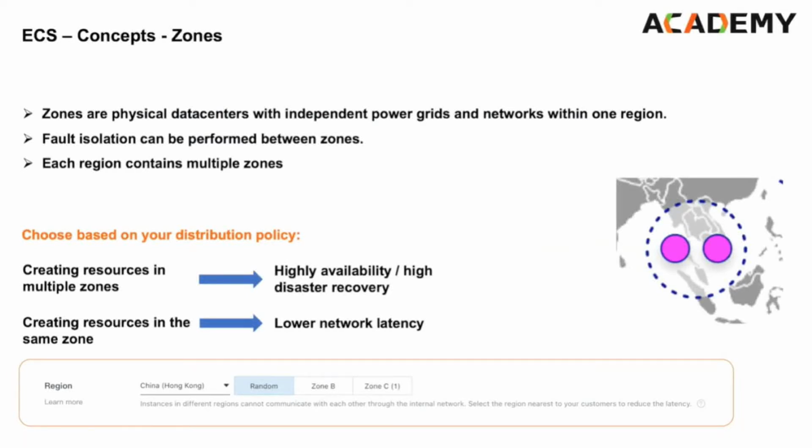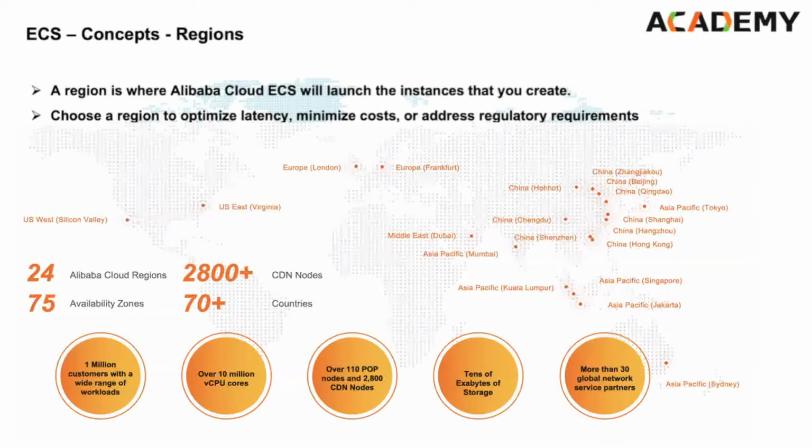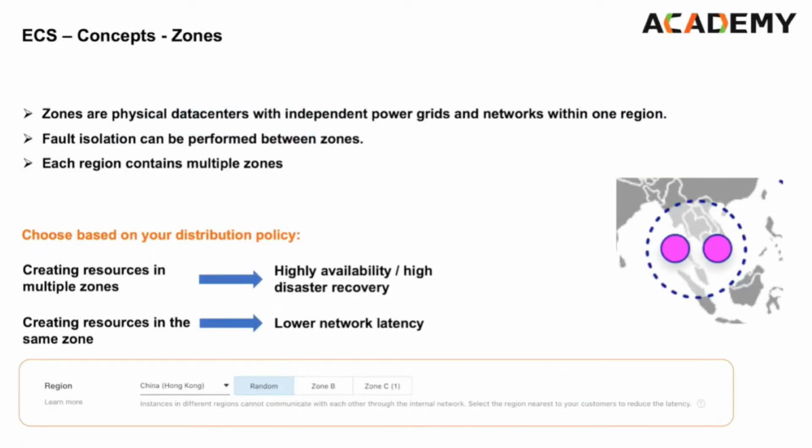Now we see the differences between the zones. Zones are the physical data centers with independent power grids and networks within one region. As I mentioned already, the zones reside in the regions. Regions are the main data center locations, and in these locations we have separate zones.